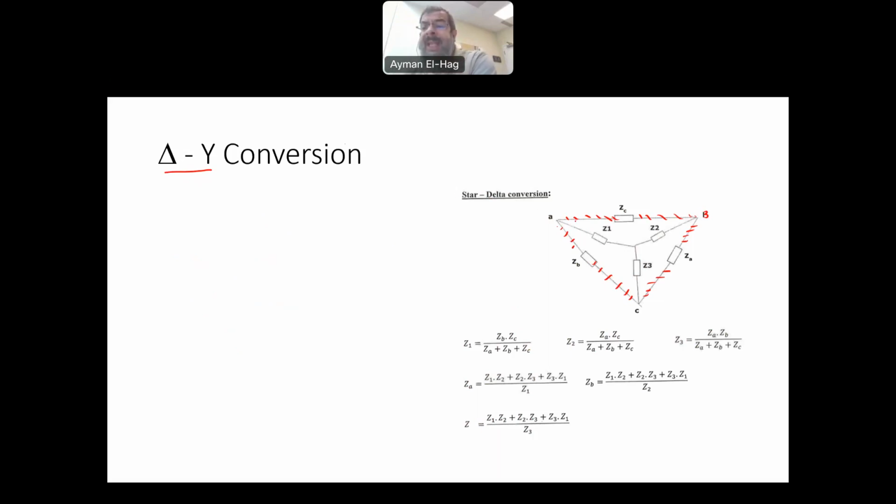Now, how to find the equivalent Y? Here, this is the equivalent Y of the delta connection. So basically, you will remove the delta and substitute it with the Y connection. Now in the Y, Z1, for example, is equal to the multiplication of the two adjacent delta connected resistors divided by the summation of all resistors. So Z1 is ZB times ZC divided by the summation of all the three resistors.